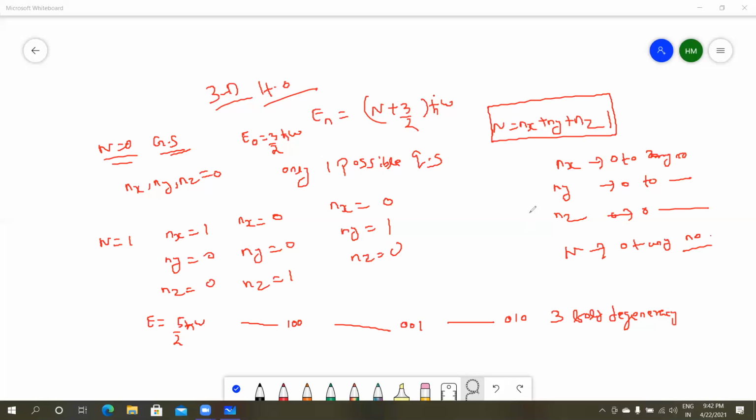Okay. Now you can move to the higher numbers. Like for the lower one, E0 is basically how much? 3 by 2 h cot omega. And this corresponds to a single quantum state: 0 0 0.